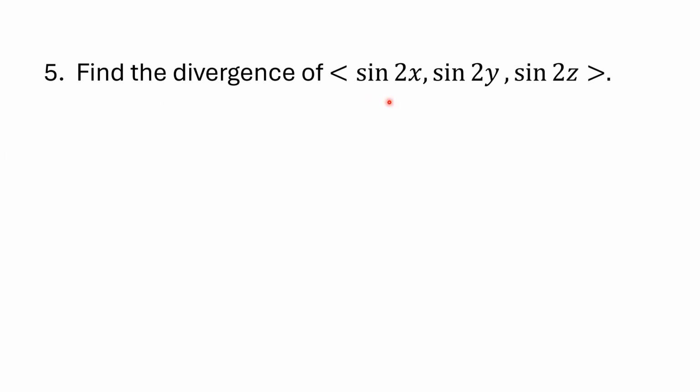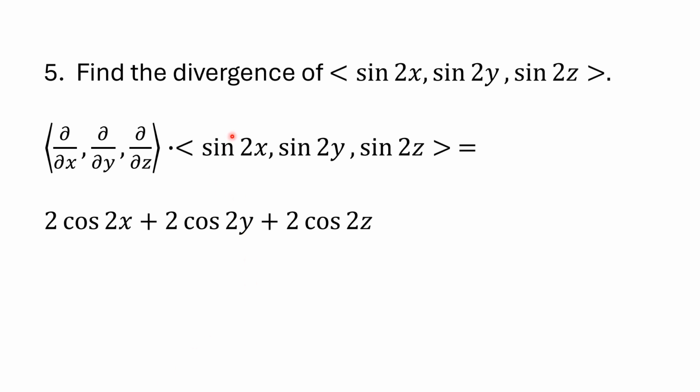Find the divergence of sine 2x, sine 2y, sine 2z. Now here the variables are, as expected, x, y, and z. So the derivative of sine 2x is 2 cosine 2x. The sine 2y is 2 cosine 2y. And the sine of 2z is 2 cosine 2z.